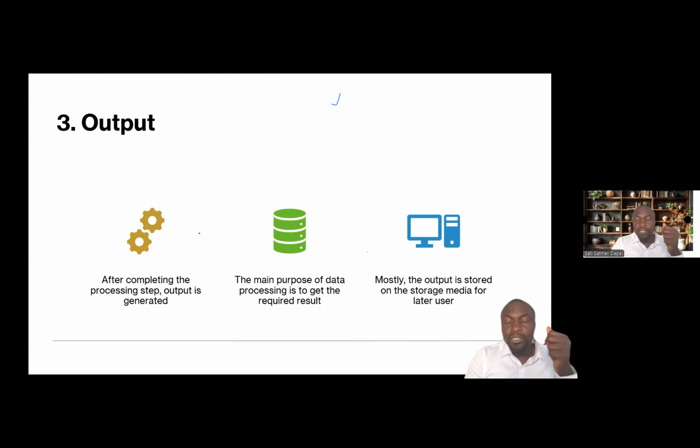Now, the third data processing cycle is the output. It says after completing the processing step, output is then generated. The main purpose of data processing is to get the required result. So mostly the output is stored on the storage media for later. Sometimes you project it, but the output also has its own stages.